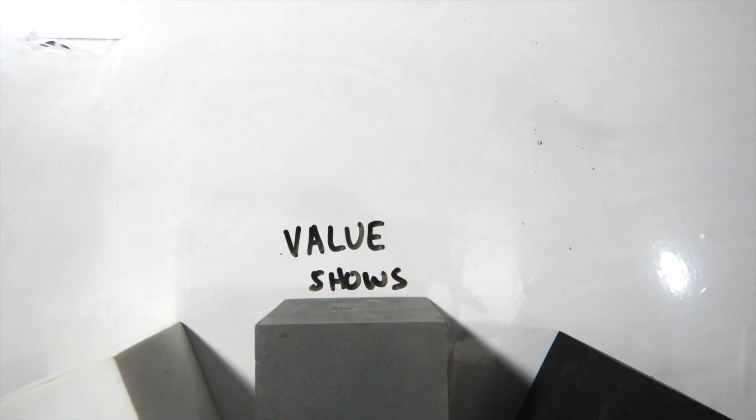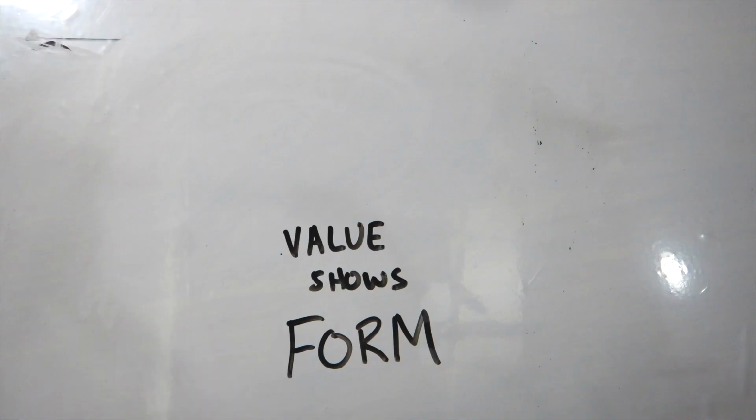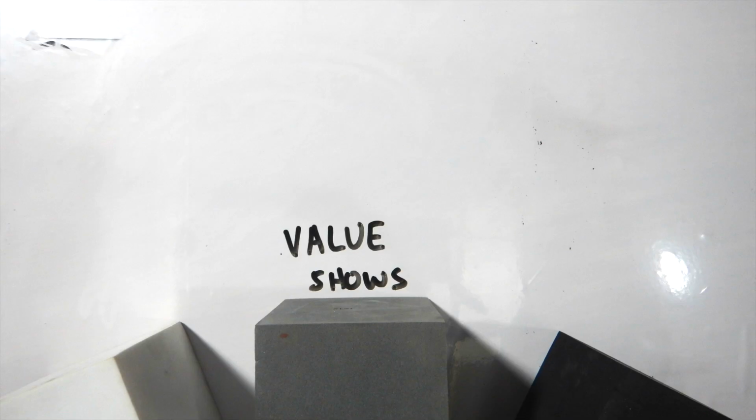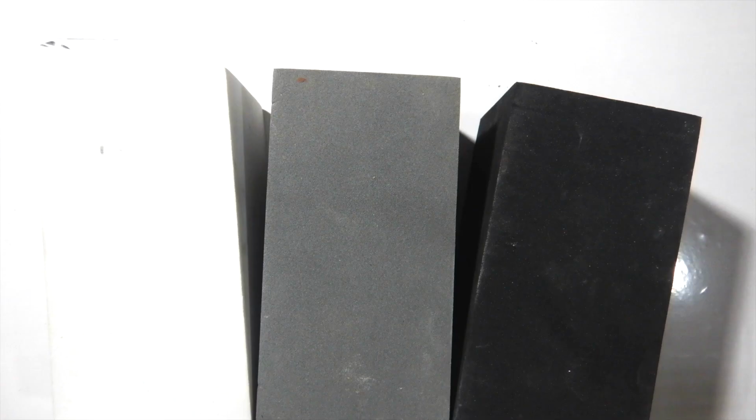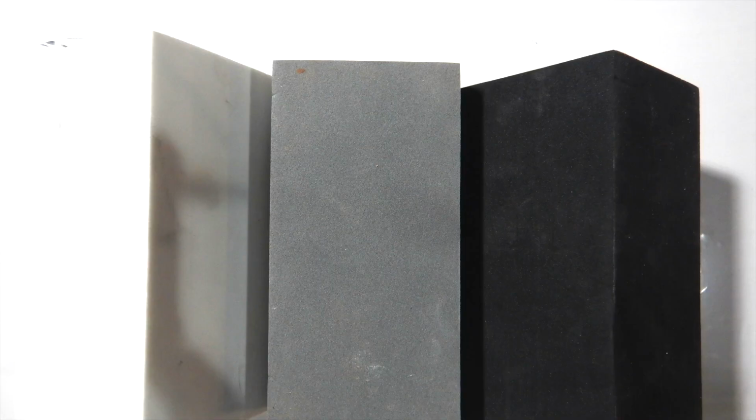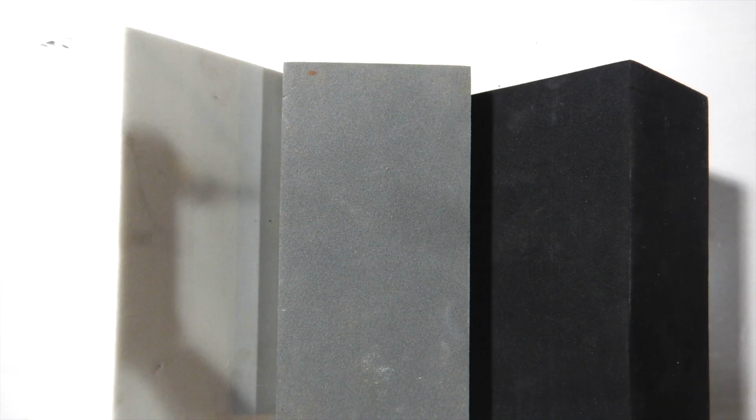When something is three-dimensional, we say it has form. Color has value, value shows form. Look at these three blocks. One's white, one's gray, one's black. And at first they look different, but when I turn them on their sides, you'll see now the white has two different shades. One's white, one's gray. And the gray has a darker gray and an even darker gray on the other side.